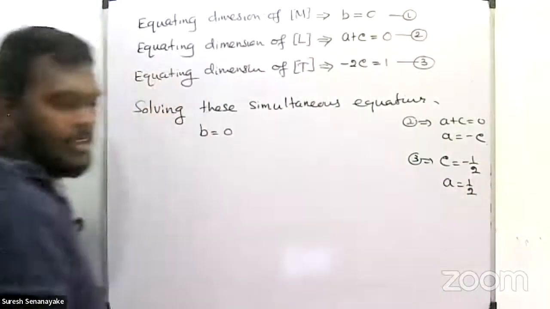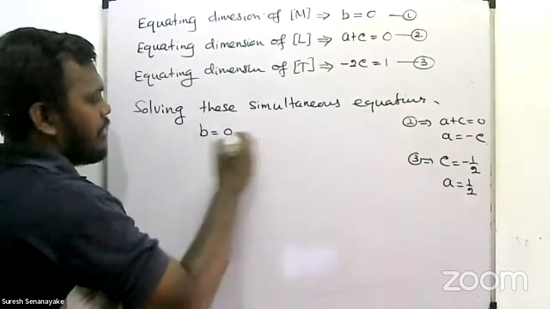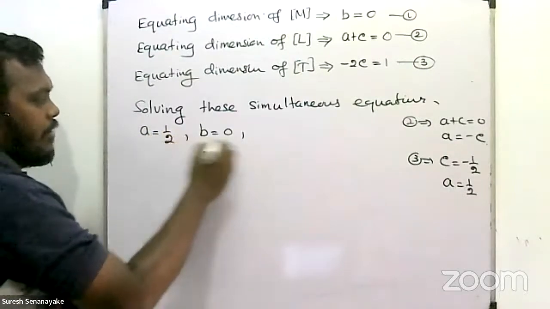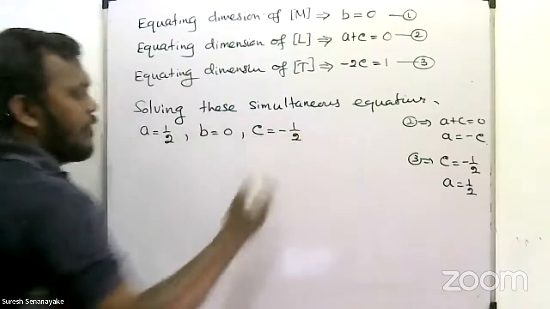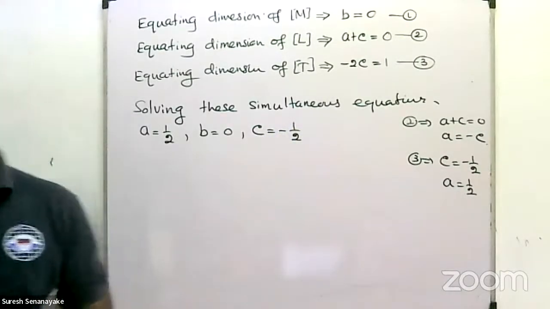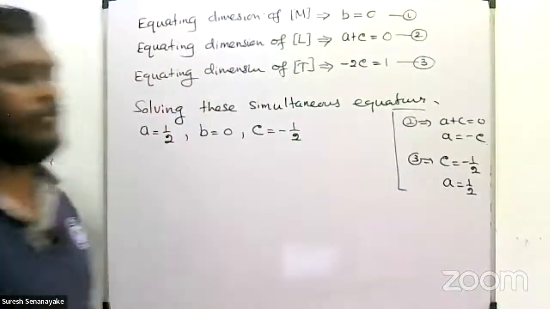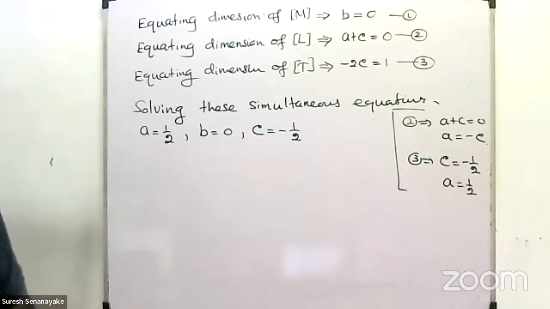Right. So then you can write a equals plus half, b equals 0, and c equals minus half. These are the a, b, c values you can find.